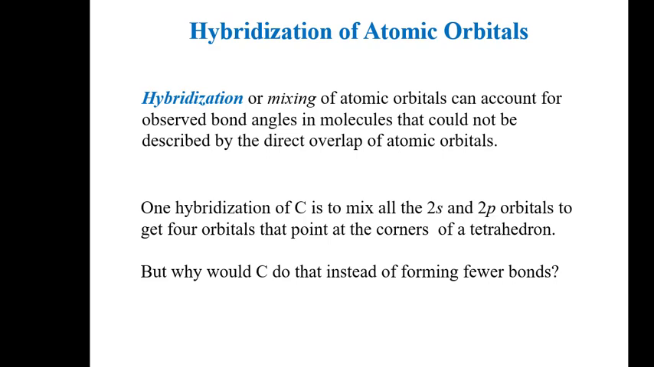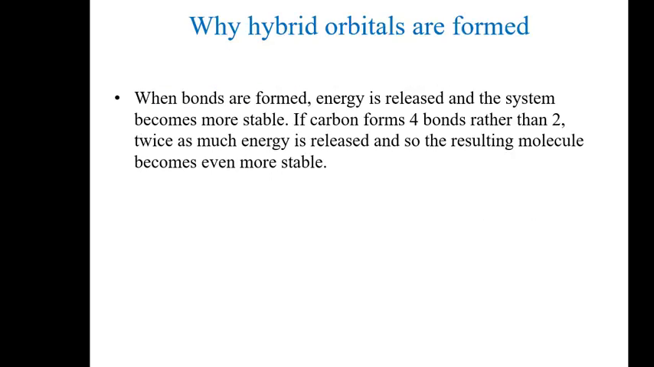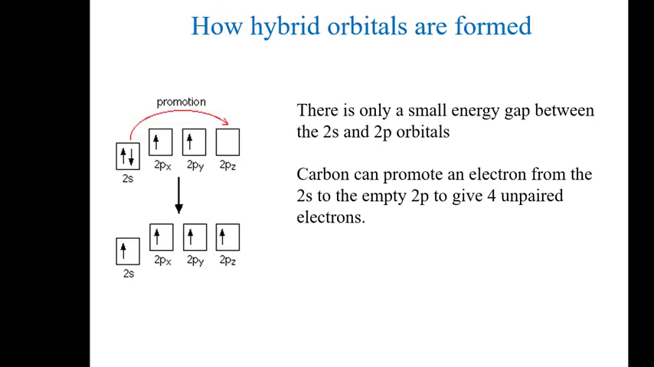So why will carbon do that instead of just forming 2 bonds, for example? Well, the reason is that if you form more bonds, because energy is released by the system when you form bonds, then the system has a lower energy and so it becomes more stable. So it's more convenient to form 4 bonds rather than 2. This is how these hybrid orbitals are formed.